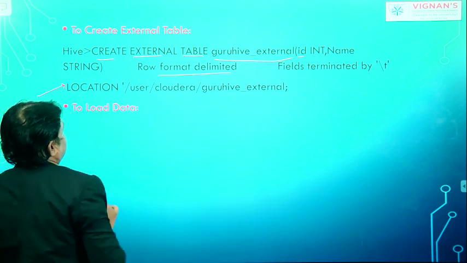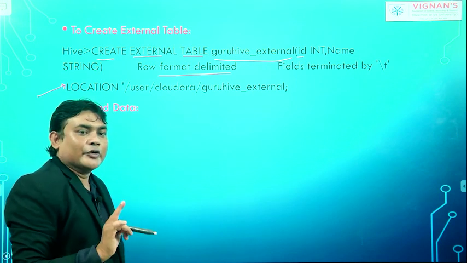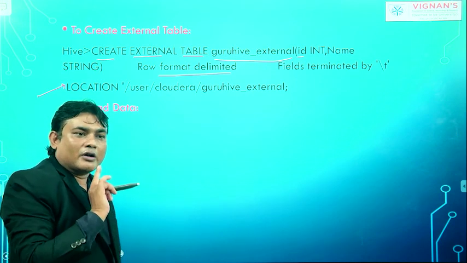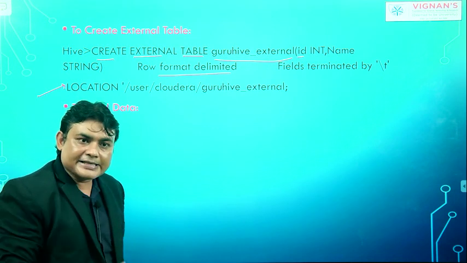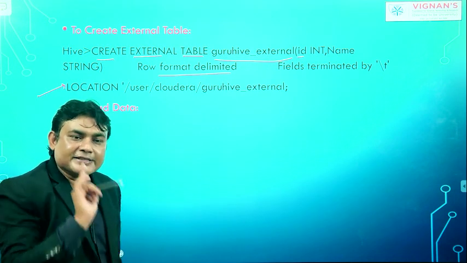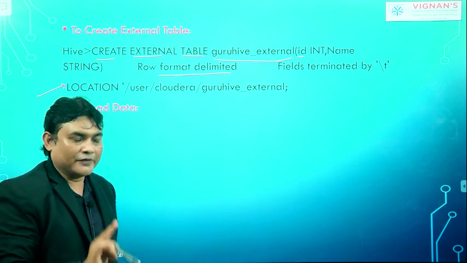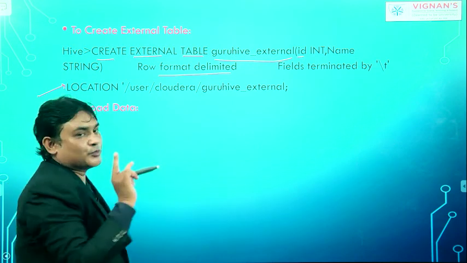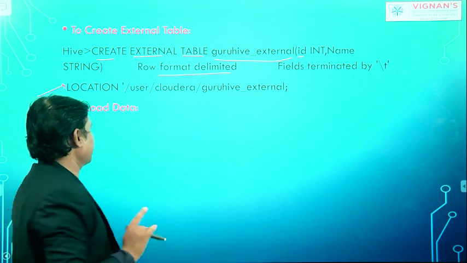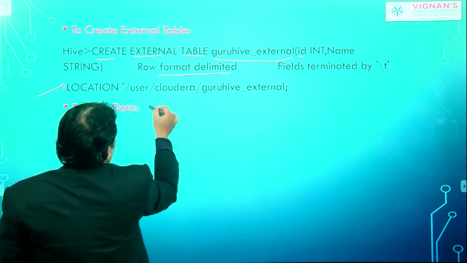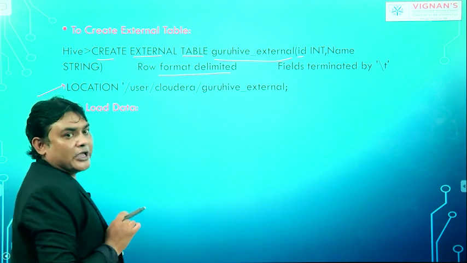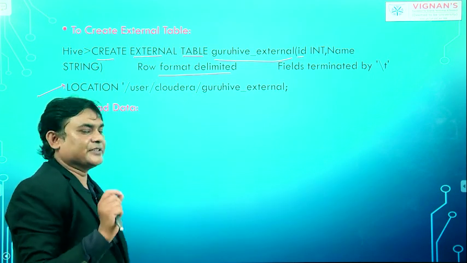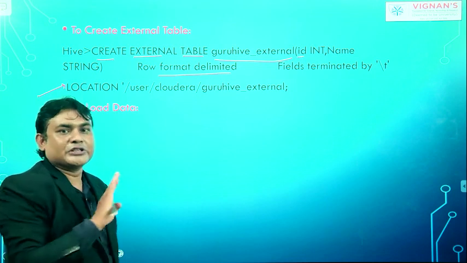This is the major difference. In an internal table, we are not going to specify any location. But in the case of an external table, you must specify the location of this table, where this table has to be created. So this location is given: user Cloudera Guru Hive external. This is the location of this table. So you have to specify the location. So this is a basic difference. For an internal table, no need to specify the location.